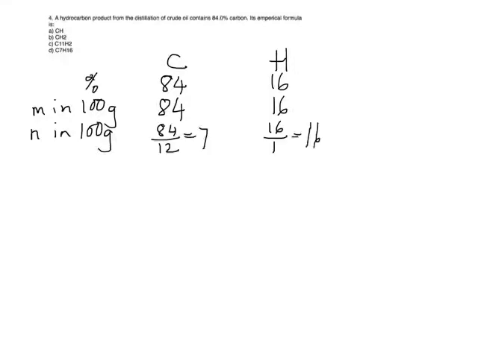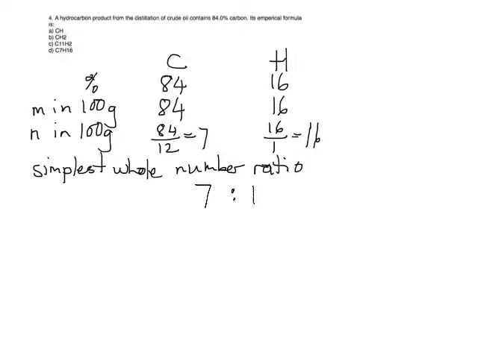So in a 100 gram sample, there are 7 moles of carbon present and 16 moles of hydrogen. The simple whole number ratio for those two numbers is just 7 to 16. So your empirical formula is going to be C7H16. And when we look at the alternatives, that is alternative D.